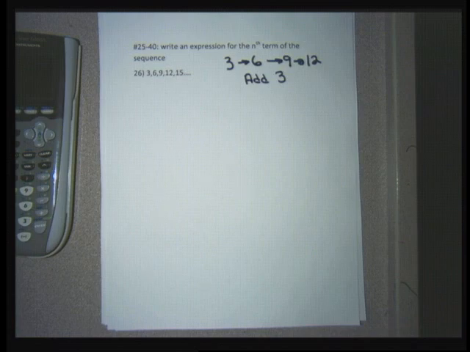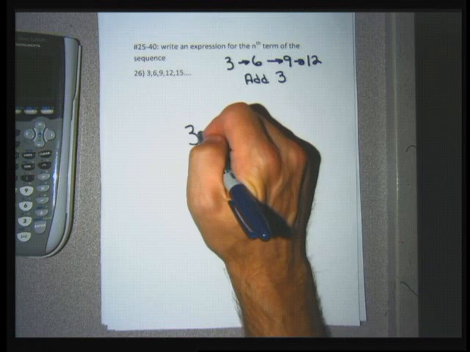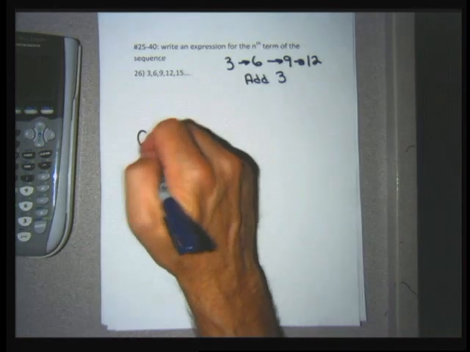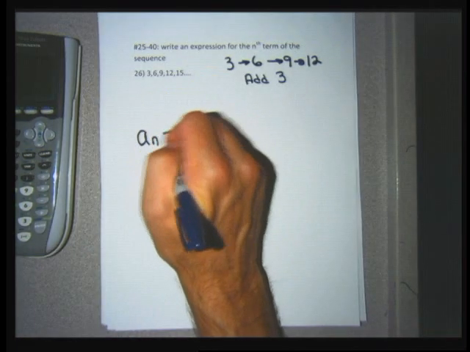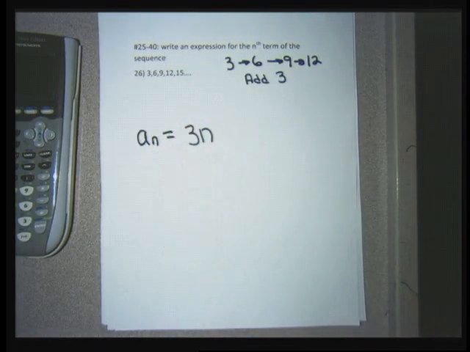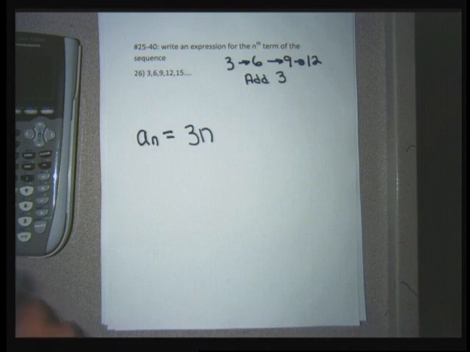Anytime you have to add a specific number to get from one term to the next, you need to have the number that you're adding, times n, in the formula. So I know for certain that my formula has to have a 3n in it. That's because I'm adding 3. The question is, is 3n sufficient, or do I need something more complex? So let me check to see if 3n is sufficient. If it's not, I'll get something more complex.